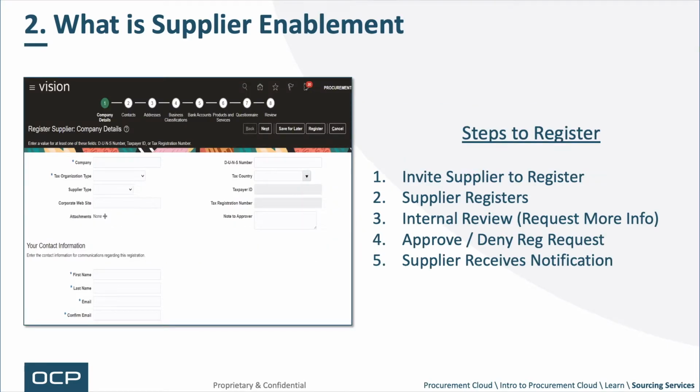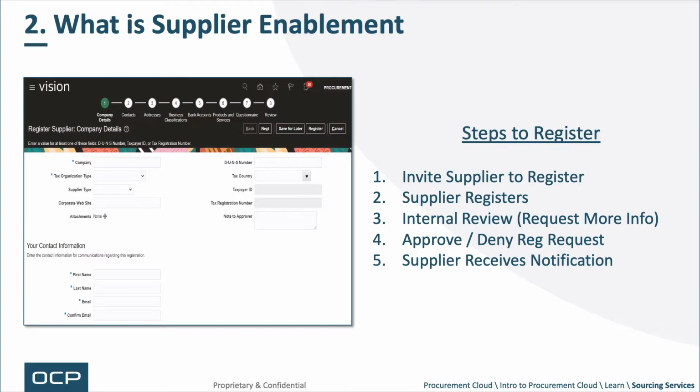Second topic, what is supplier enablement? Well, in short, supplier enablement is creating suppliers. However, it's an enablement or a registration transaction that can be done internally or externally. So the steps to register externally: somebody invites the supplier to register. The supplier goes to a site like you see here on the left, and they register through a series of train stops. It's configurable.